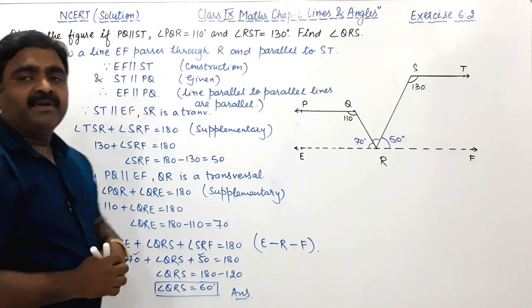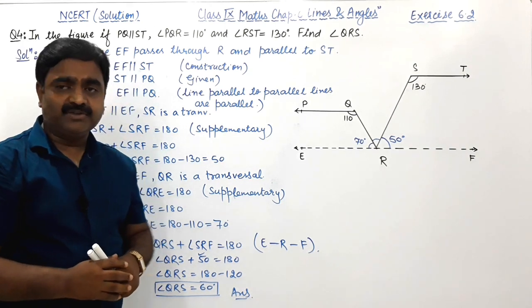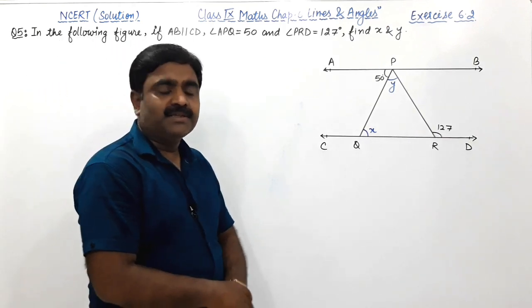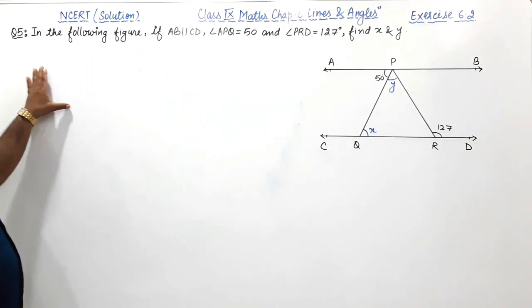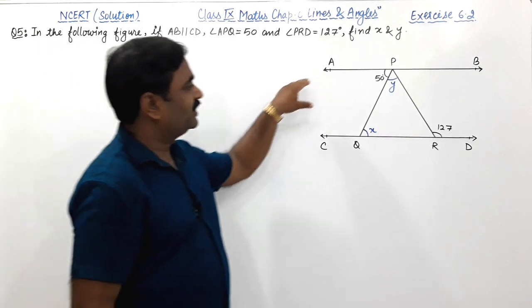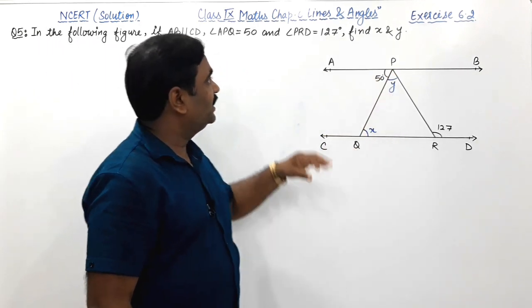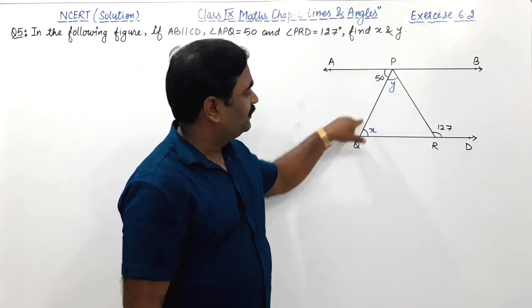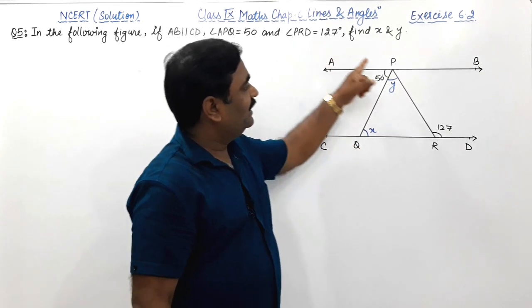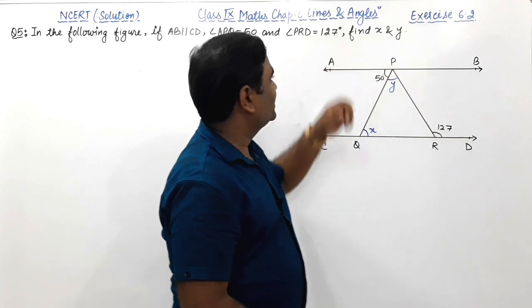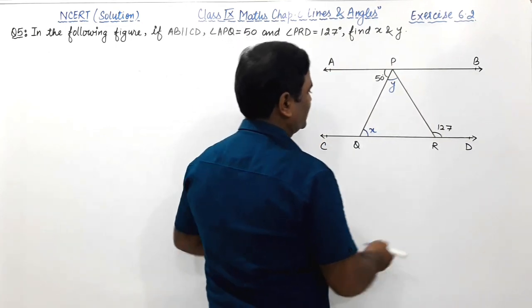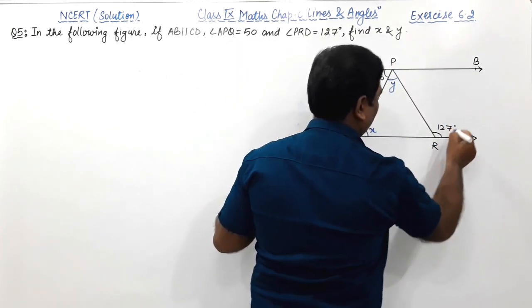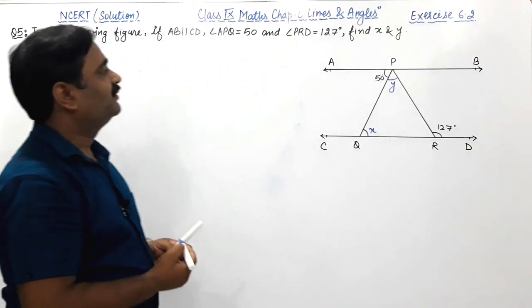Okay, I hope you all understood this question. Okay, dear friends, see question number 5. In the following figure, AB is parallel to CD. This line AB is parallel to CD and measure of angle APQ is 50 degrees, and angle PRD is 127 degrees. Then find the value of X and Y. We are going to find the value of X and Y.